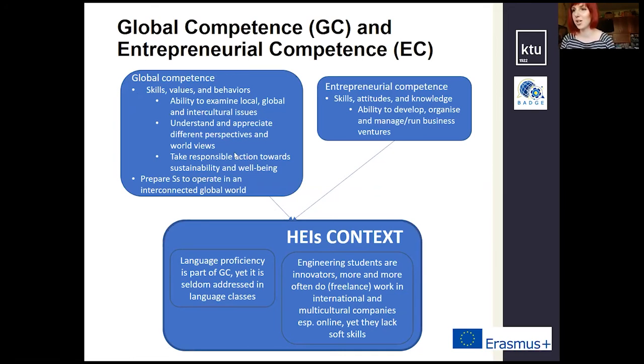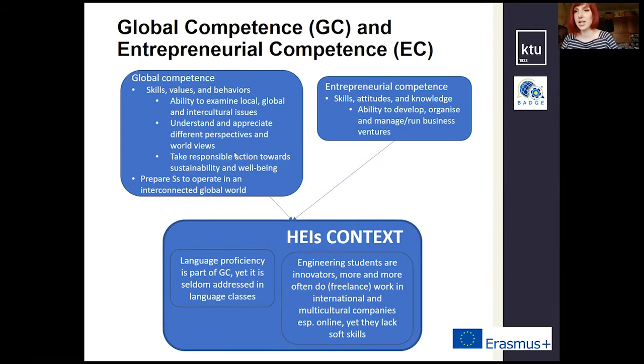bit confused or lost regarding what that means. And maybe people are more familiar with the term entrepreneurship or entrepreneurial competences. So first of all, when we started our work and when we were still writing up the application part for IO4, we were discussing what global competence is because there are some different definitions out there. So we had to be on the same page of what that actually is to us.